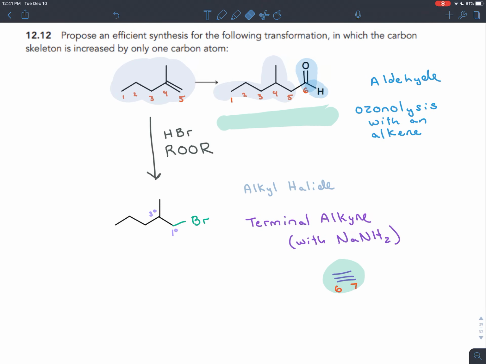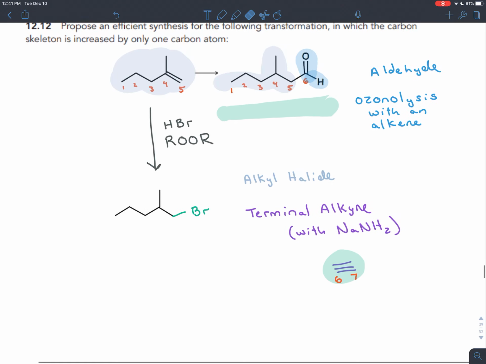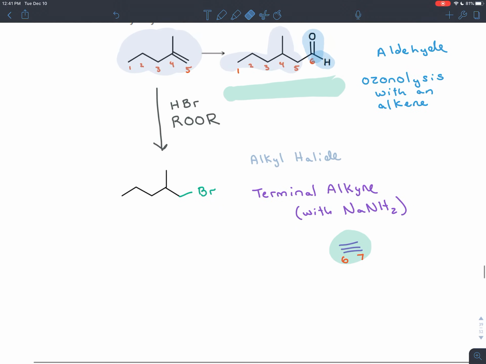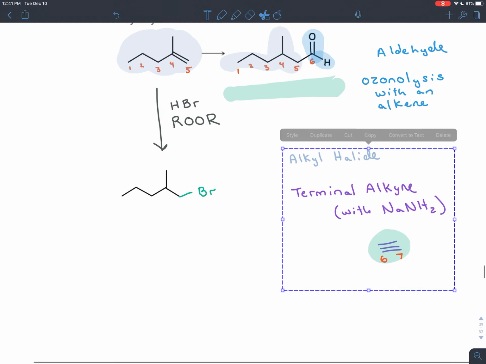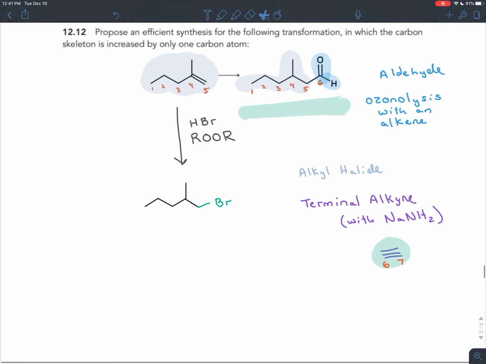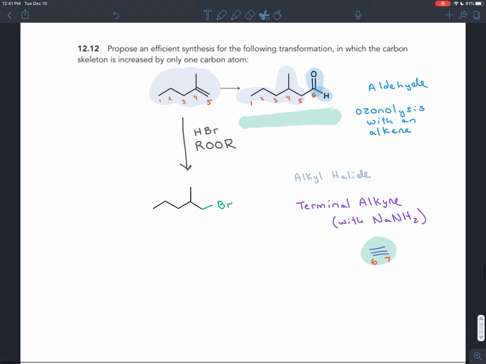Well, once we have that halogen added, now we can introduce our terminal alkyne. And at this point, I think it's a good opportunity for me to point out another strategy that's very common in these synthesis questions. An important thing to remember: don't wait until you see the whole answer to start. Start before you see the whole answer.